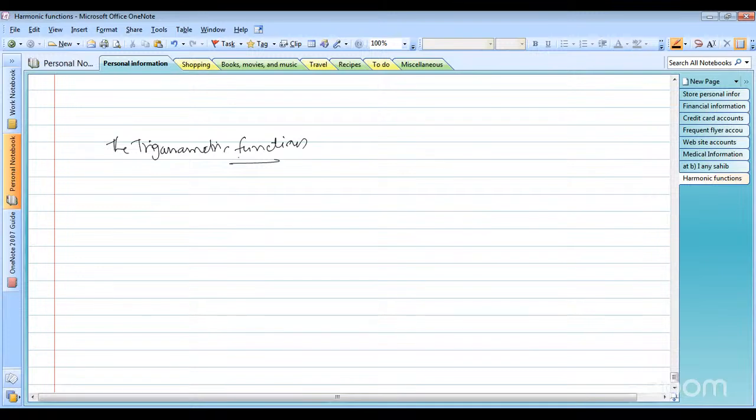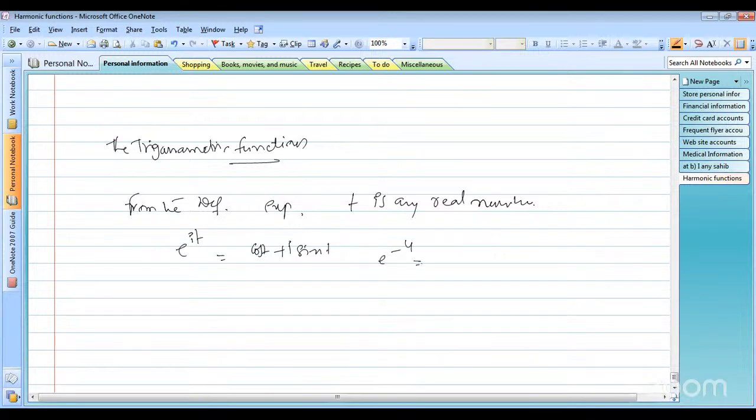From the definition of the exponential, t is any real number. e to the power i t is equal to cos t plus i sin t. So e to the power minus i t is equal to cos t minus i sin t.